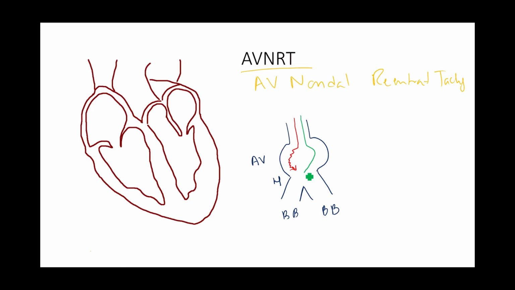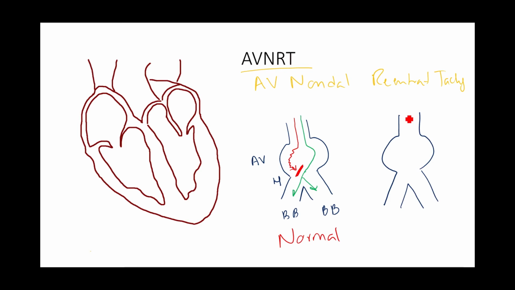Because the fast pathway is faster, it would depolarize the bundle of His and the bundle branches normally, and the AV node would therefore achieve refractory period before the slow pathway gets down to the bundle of His, preventing the slow pathway from creating ventricular depolarization at all. This EKG would look normal.